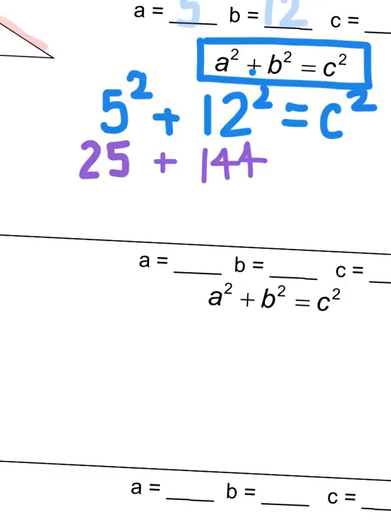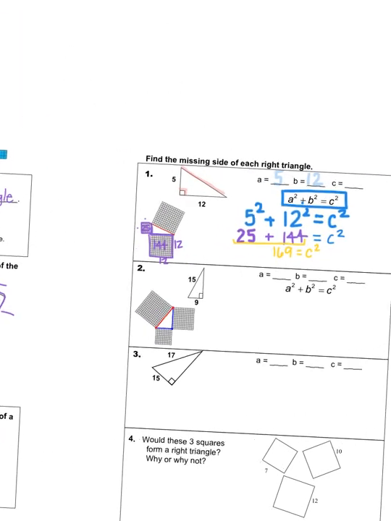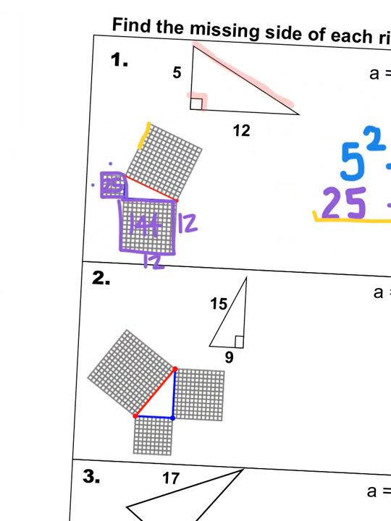Let's go back to our equation. 25 plus 144 is equal to c squared. Well, I can simplify these two numbers and add them. That would be 169 equals c squared. Now, c squared represents this square right here, but I don't want to know what c squared is. I want to know what that hypotenuse is.